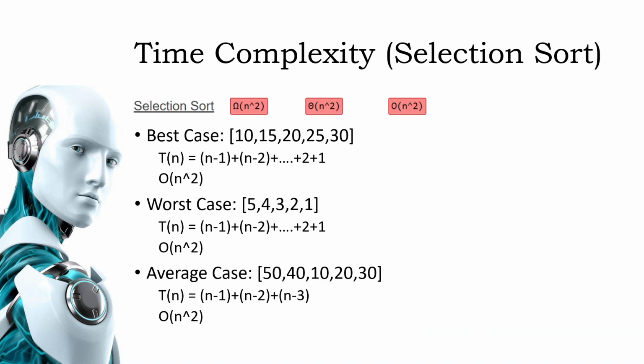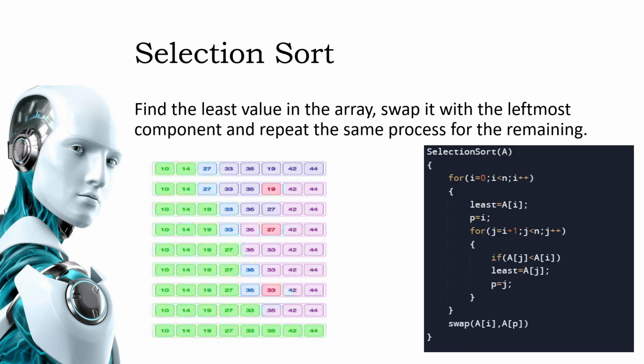Again, coming to the time complexity of the selection sort, it's all big O of n square. So for selection sort, let it be average case, worst case, or best case, it's going to be big O of n square. That's because you are not stopping anywhere even if the whole array is sorted. Unlike bubble sort, it's not going to stop, and it's going to swap.